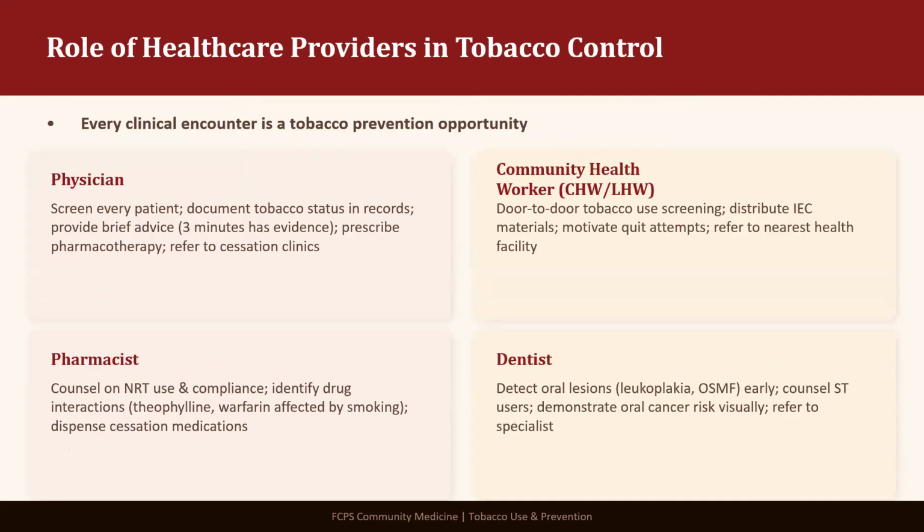Next is the role of healthcare providers in tobacco control. Every clinical encounter is an opportunity for tobacco prevention. The physician sees every patient, documents tobacco status and records it, provides brief advice, prescribes pharmacotherapy, and refers to a clinic. The community health worker does door-to-door tobacco use screening, distributes IEC material, motivates quit attempts, and refers to the nearest health facility. The pharmacist counsels on NRT use, identifies drug interactions, and dispenses cessation medication. The dentist detects oral lesions, gives early counseling, demonstrates oral cancer risk, and refers to a specialist.